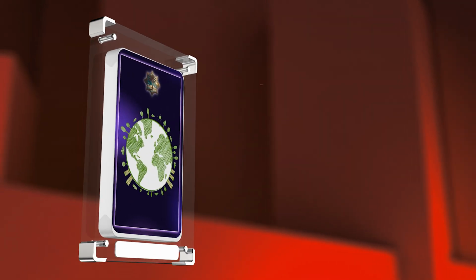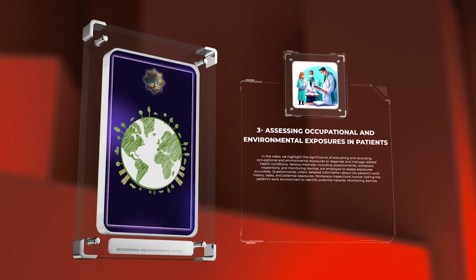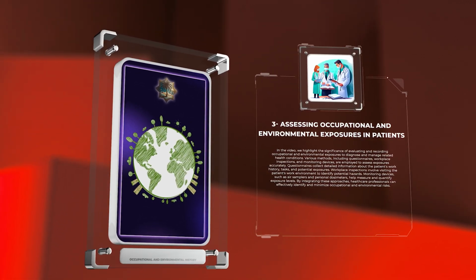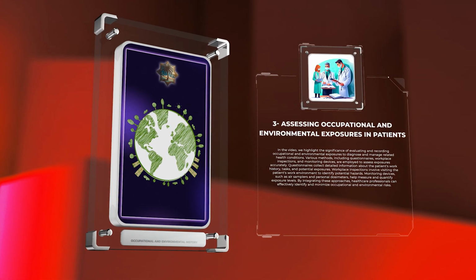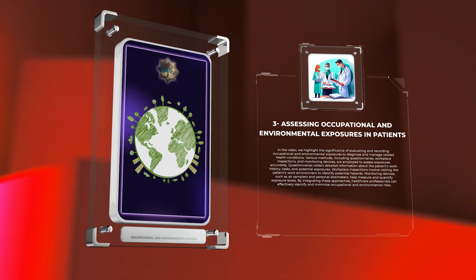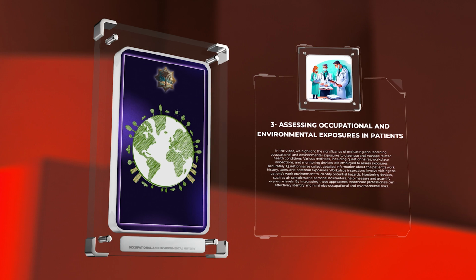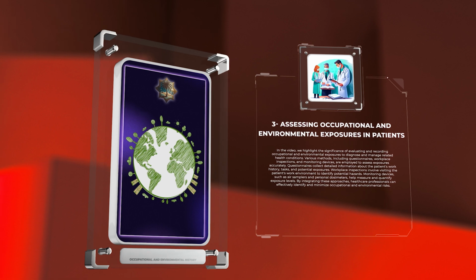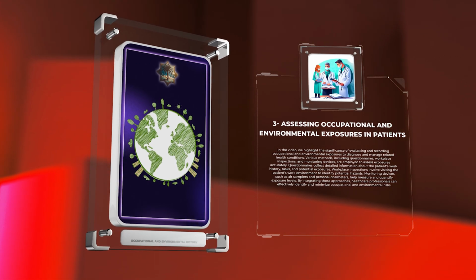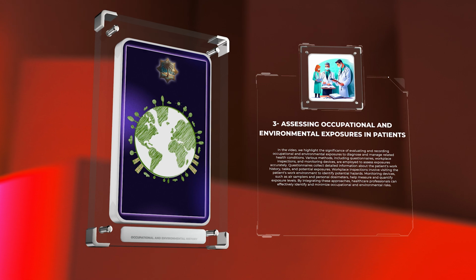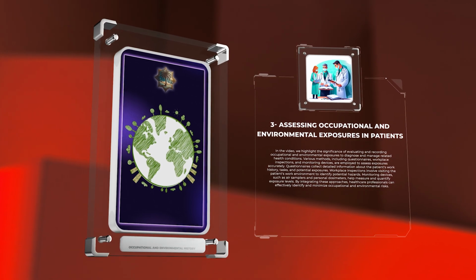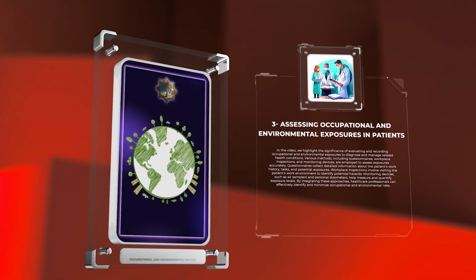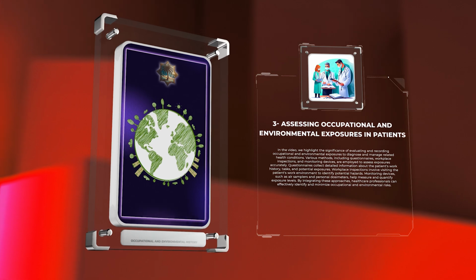In the video, we highlight the significance of evaluating and recording occupational and environmental exposures to diagnose and manage related health conditions. Various methods, including questionnaires, workplace inspections, and monitoring devices, are employed to assess exposures accurately. Questionnaires collect detailed information about the patient's work history, tasks, and potential exposures. Workplace inspections involve visiting the patient's work environment to identify potential hazards. Monitoring devices, such as air samplers and personal dosimeters, help measure and quantify exposure levels. By integrating these approaches, healthcare professionals can effectively identify and minimize occupational and environmental risks.